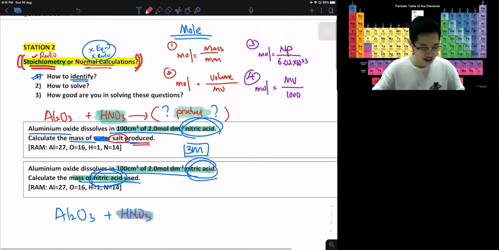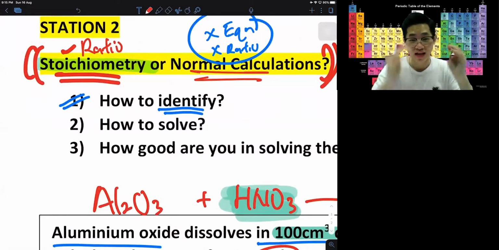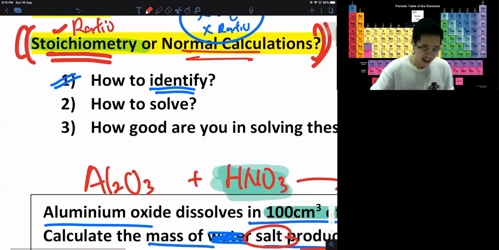So now you already mastered the first thing for today. How to identify the types of calculation question. And now, how to solve.